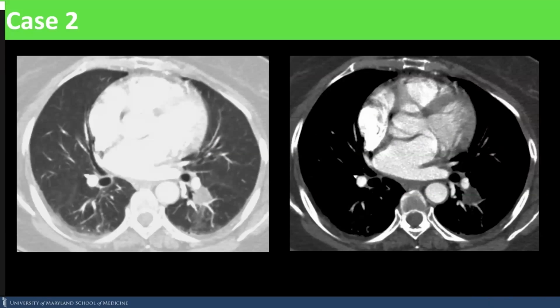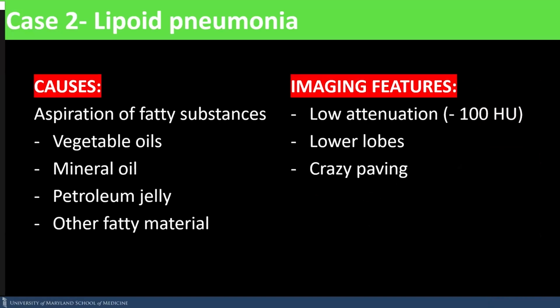So let's look at another nodule and its internal contents and see what this one may be. This left lower lobe nodule is very low in attenuation. If you put a Hounsfield unit on it, it was less than 100 Hounsfield units. So this is a case of a patient who has lipoid pneumonia, which occurs due to accidental or intentional aspiration of different types of oils like vegetable oils, mineral oil, petroleum jelly, or other fatty material.